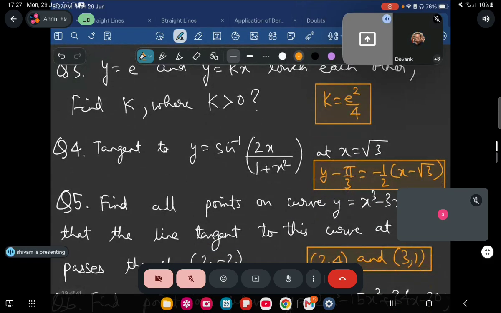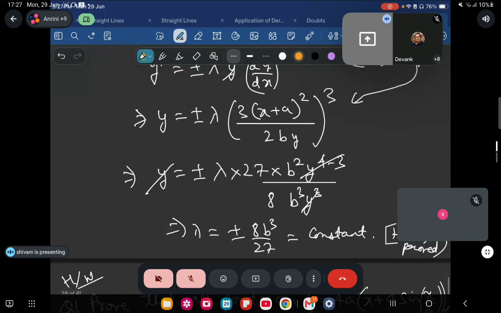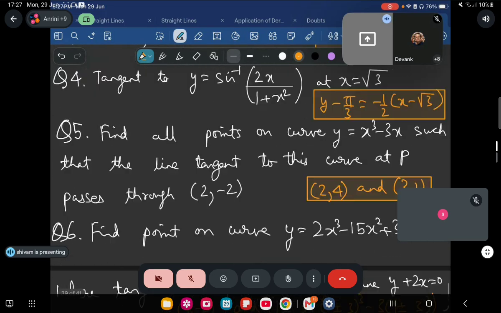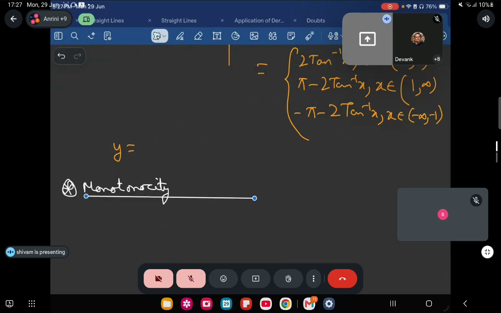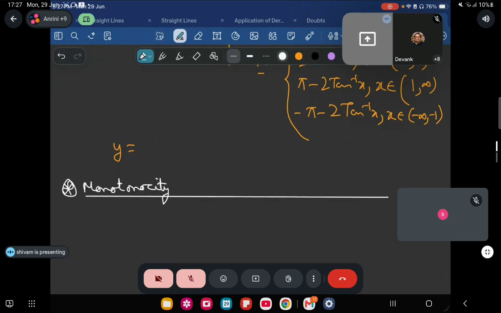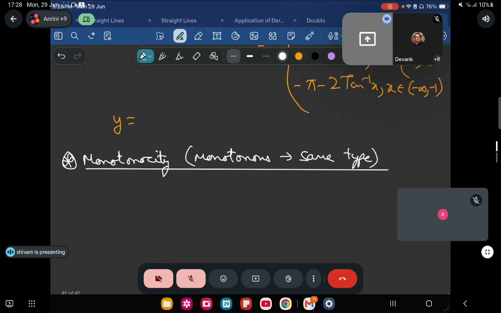Okay, then in that case, we are supposed to start with monotonicity, everyone. Monotonicity, let us start. See, monotonous means same type, same type of function.